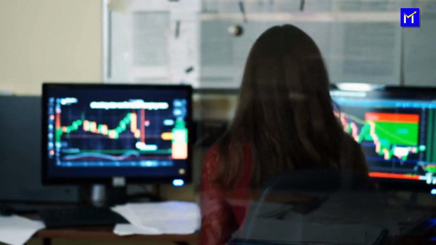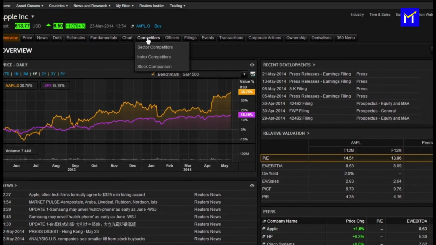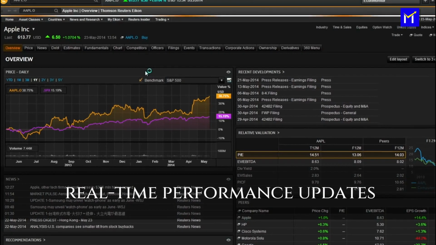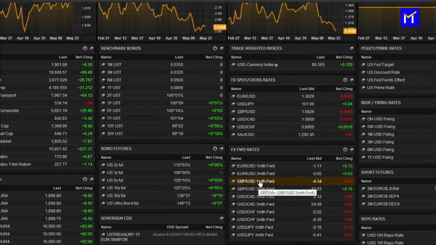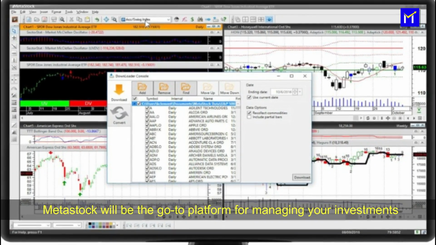Additionally, MetaStock's portfolio management tools will be updated to provide users with a more comprehensive view of their investments, including real-time performance updates, risk management tools, and detailed reports. With these enhancements, MetaStock will be the go-to platform for managing your investments.